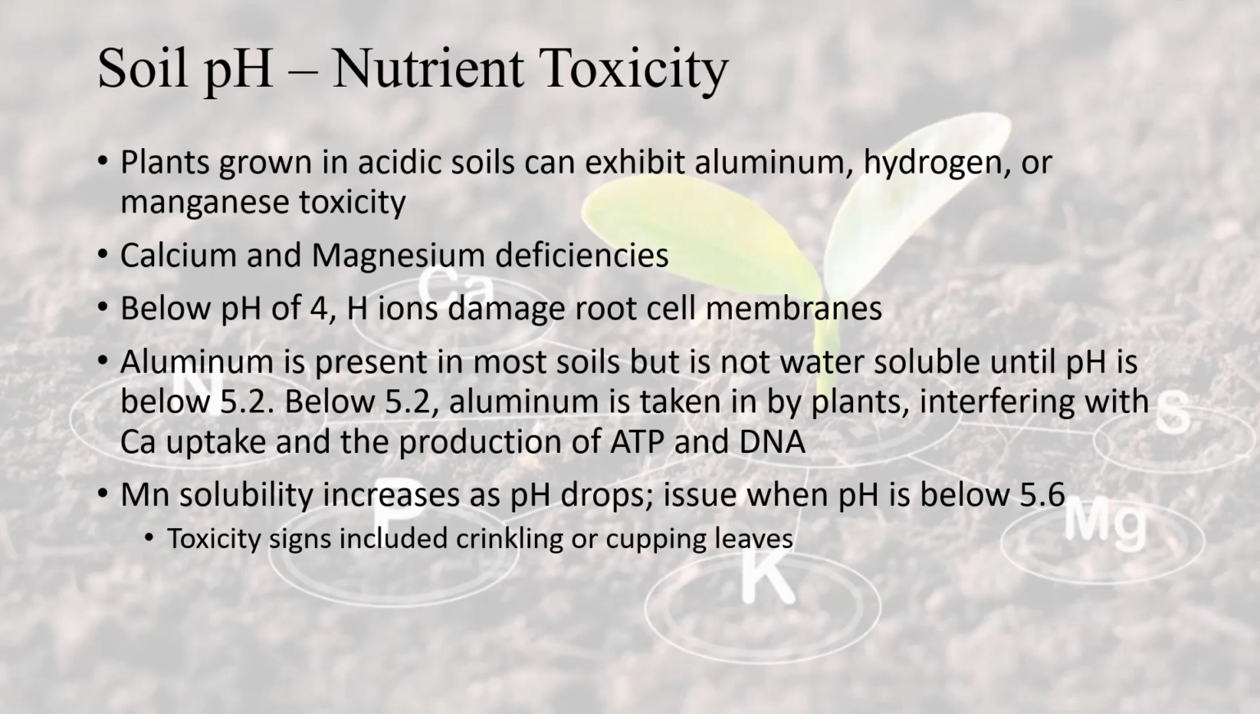Now, I talked about aluminum toxicity. Why it's a problem in very acidic soils is because aluminum is present in most soils, but it's not water soluble until pH is below 5.2. When it's below 5.2, aluminum is taken in by the plants, and that can interfere with calcium uptake and the production of ATP and DNA, leading to plant toxicity or plant death.